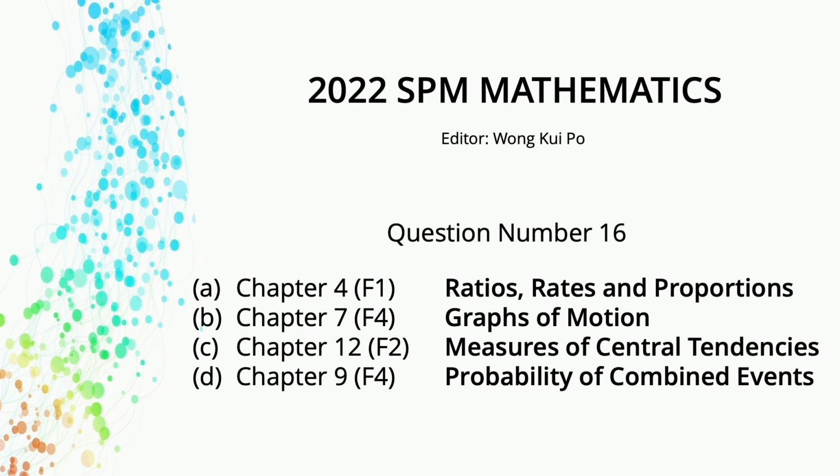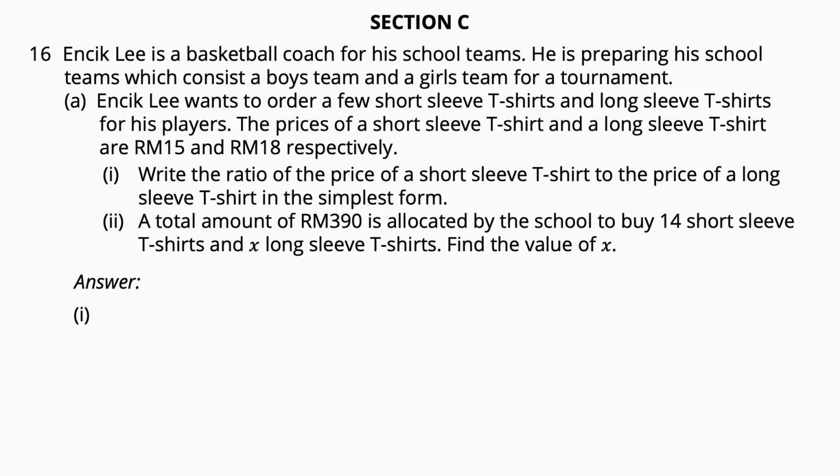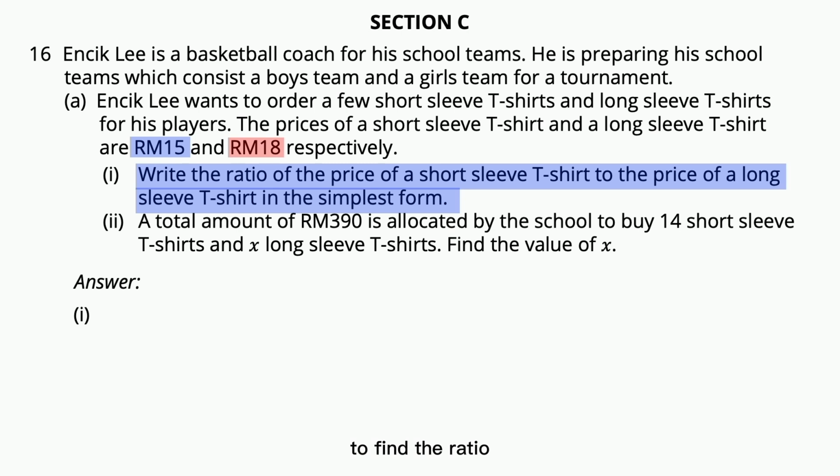Question number 16. The prices of a short-sleeved t-shirt and a long-sleeved t-shirt are RM15 and RM18 respectively. Write the ratio of the price of a short-sleeved t-shirt to the price of a long-sleeved t-shirt in the simplest form. To find the ratio, compare the two prices. The ratio is 15 to 18.